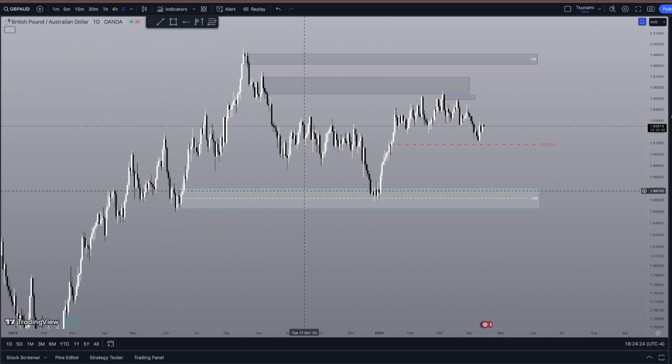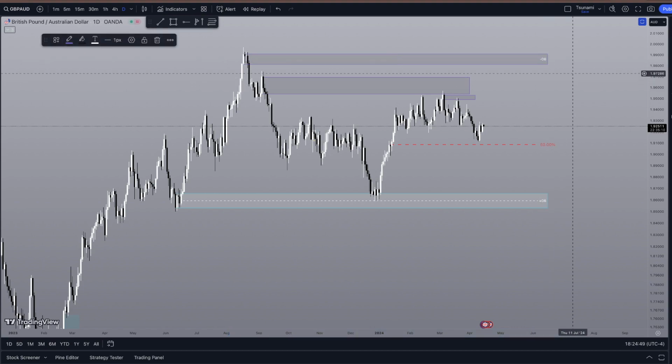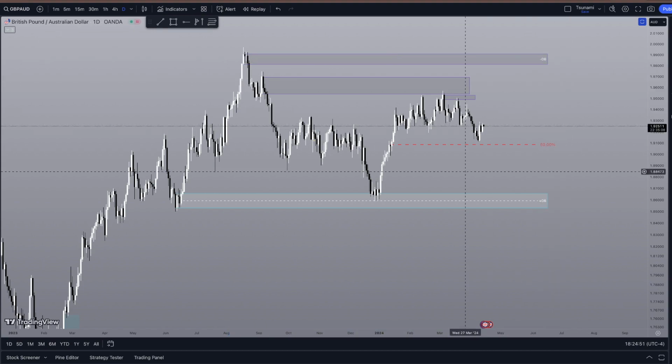Oh, actually, let me be more specific. This block was here. See that body? Boom, 50% of that. So this is the supporting array for this whole region, and this is the resisting array for the whole range, for the dealing range for this whole region. And so that's what we're working with right here.